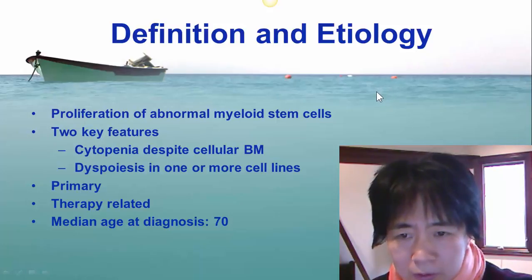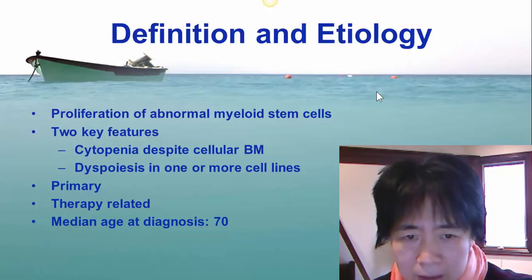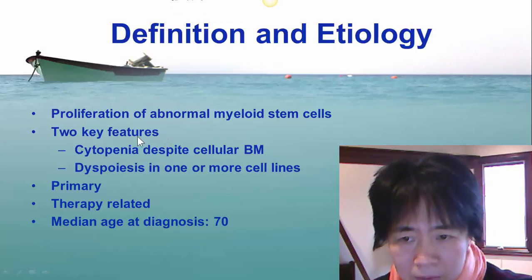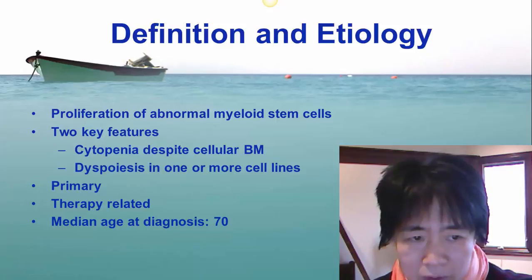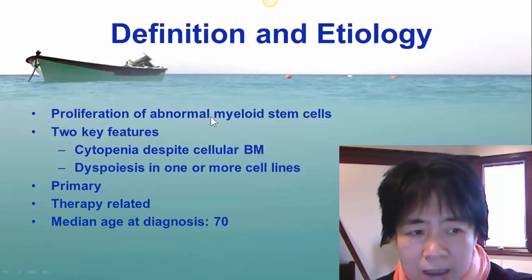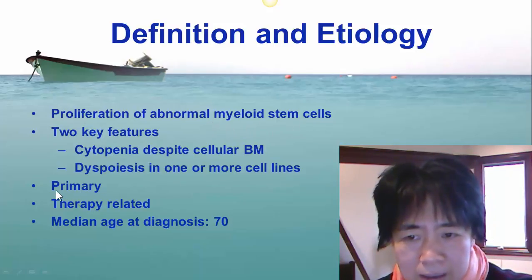MDS is featured as progressive cytopenia despite cellular bone marrow and dyspoiesis of one or more cell lines, that is, defects in erythroid, myeloid, and or megakaryocytic maturation. So, the two key features of all MDS are cytopenia and dyspoiesis, all because of proliferation of abnormal stem cells at the level of the myeloid stem cells.